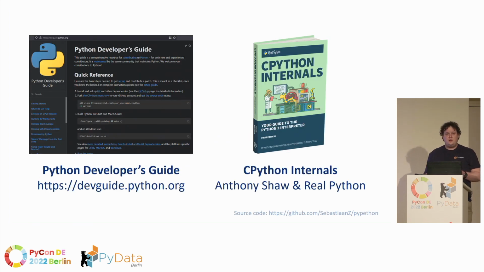So first of all, there's the Python Developers Guide. You can access it on devguide.python.org. And it has a treasure trove of information about contributing to Python, the Python internals, and it also lists great other resources. And then next to it, you see Anthony Shaw's book, published with Real Python, CPython Internals. You should definitely check that one out as well. In that book, they use Python 3.9, so that's why I've picked Python 3.9 for my talk as well, just to be fully compatible with the book.